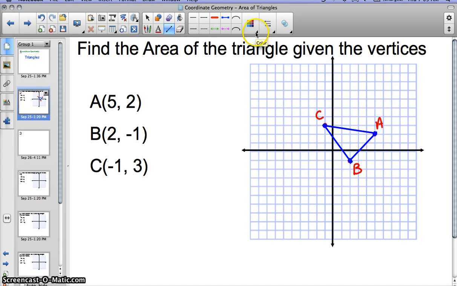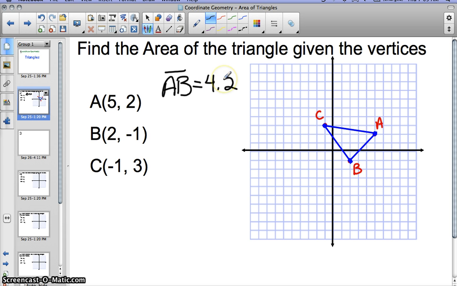Now, normally when we're finding area, we're not just asking to find area, we're also asking to find perimeter. So I've already gone through and found the perimeter of this triangle. Obviously you would use the distance formula. So AB is equal to 4.2. BC we found to be 5. And AC we found to be 6.1. And again, you would use the distance formula on the different points to find the different lengths of the sides.